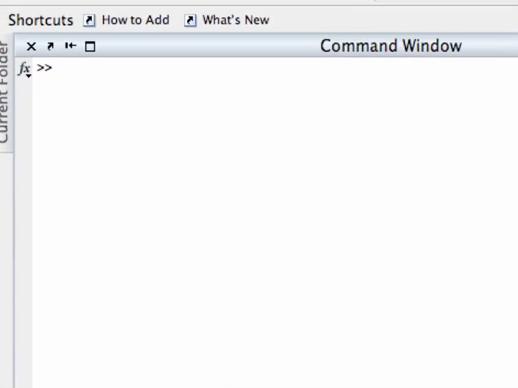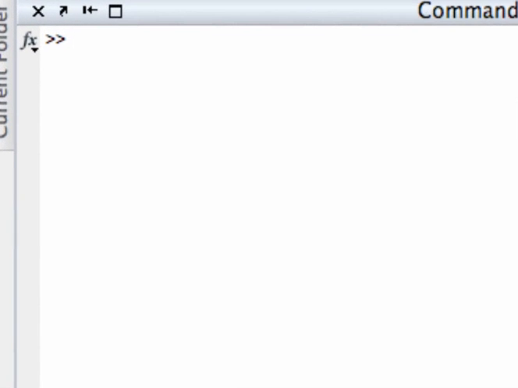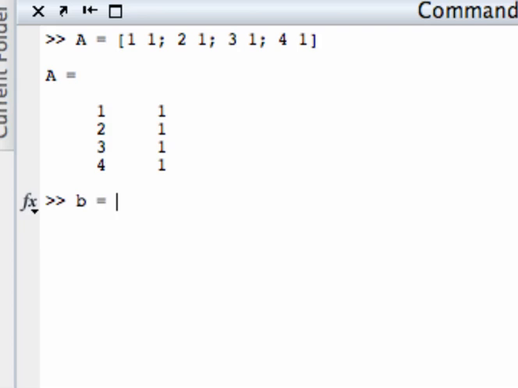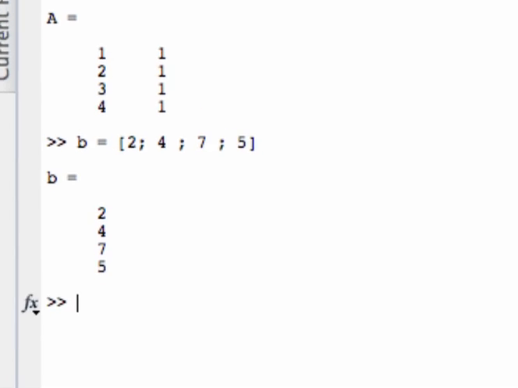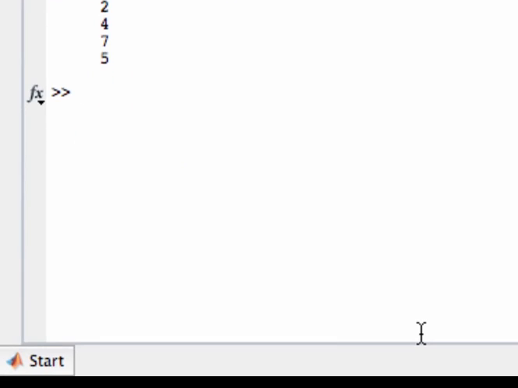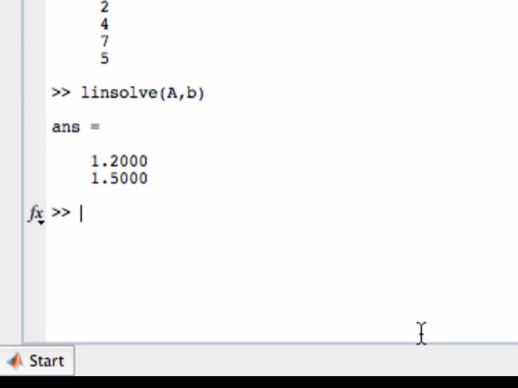Okay, so I've set up my linear system for this line of best fit elsewhere, and now I'm just going to implement this in MATLAB. Coefficient matrix is 1, 1, 2, 1, 3, 1, and 4, 1. And the right-hand side vector, well, I'll call that b, that was equal to 2, 4, 7, 5, this column vector. And now simply to solve the system that I've set up, I can use either linsolve(A, b), and this gives me a pair of numbers, and just to see if we get the same pair of numbers from the backslash operator, we do.